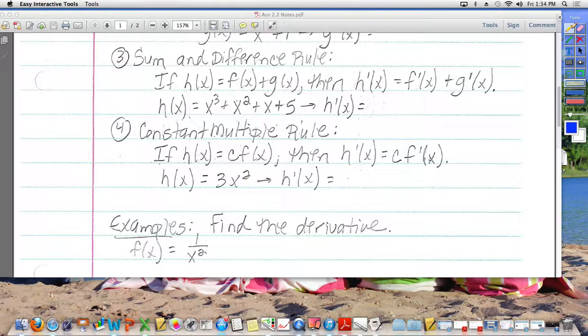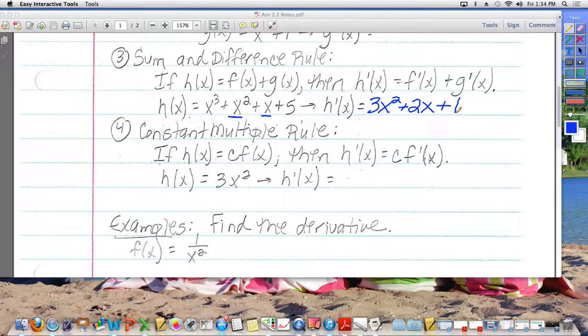So h of x is equal to x to the third power. How do you write the derivative of that? 3x to the power of 2. What about x squared? What is the derivative of x squared? 2x. So I'm going to add it in. Plus 2x. What is the derivative of x? It is 1. What is the derivative of 5? 0. So don't add a 0 at the end. So the derivative of x cubed plus x squared plus x plus 5 is actually 3x squared plus 2x plus 1.